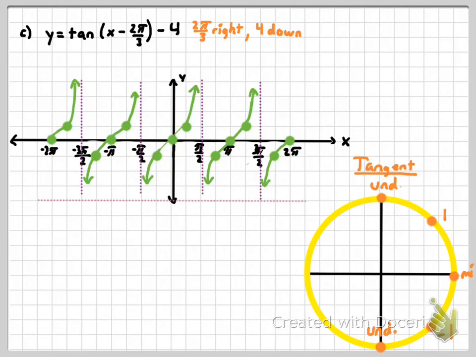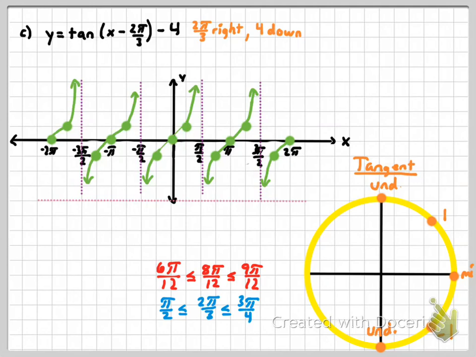Then for the horizontal translation, it's going to be easiest if we just shift the vertical asymptotes, because then we can fit any cycle that we want to draw in between the vertical asymptotes. Now to aid in that translation, because we have a funny number to translate by, I wrote this pair of inequalities at the bottom. I think you agree that 8 pi over 12 is between 6 pi over 12 and 9 pi over 12. The reason I bring that up is because we're shifting 2 pi over 3 units, and 8 pi over 12 is equivalent to 2 pi over 3. And 6 pi over 12 is equivalent to pi over 2. 9 pi over 12 is equivalent to 3 pi over 4.